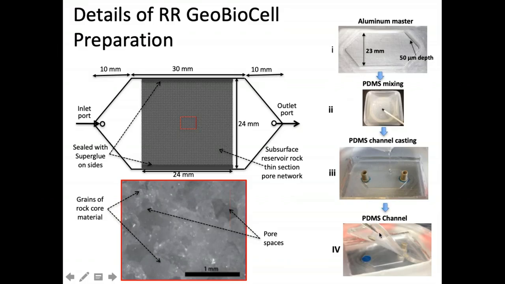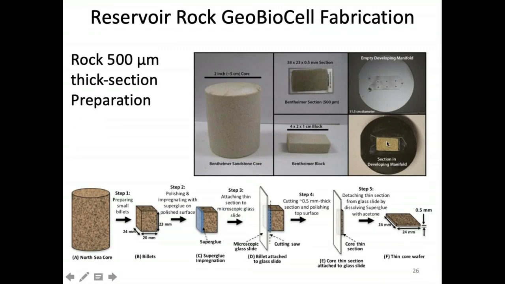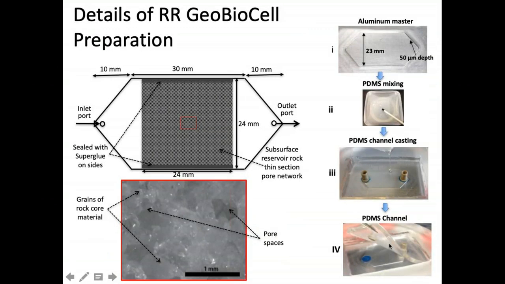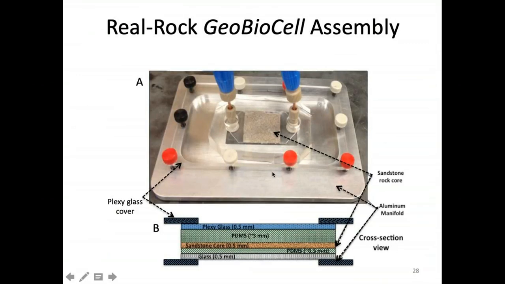And then I get this PDMS where it has a channel, and then eventually we drop this wafer in this channel and then cover it from the bottom. So essentially I have a real sandstone piece, or real rock piece, sandwiched between two PDMS layers. We seal it from the sides as well, and then we have only an inlet and outlet. It's showing here, so these are the different layers. So we can perform different types of experiments here.